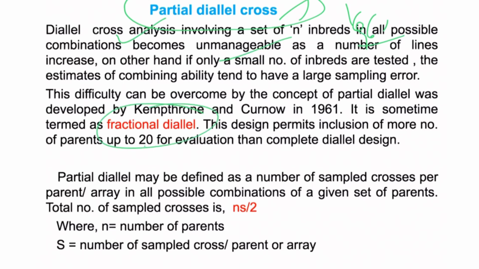Partial diallel utilizes only a part of all the possible crosses from a complete diallel. It means each parent is crossed to some of the other parents, not all, as in the complete diallel crosses. So the total number of crosses is equal to NS by 2, where S is the number of sample crosses per parent per array out of all possible combinations for a given set. So n is the number of parents and s is the number of sample crosses per parent or array.